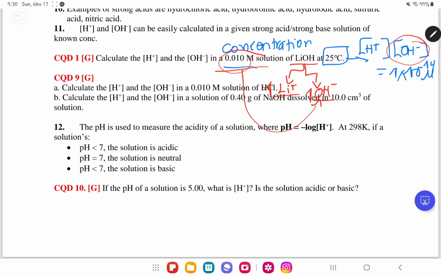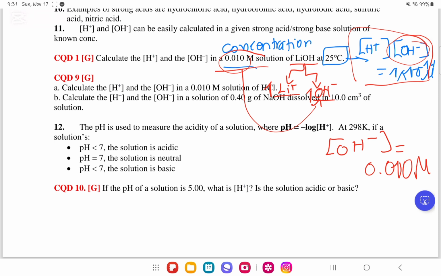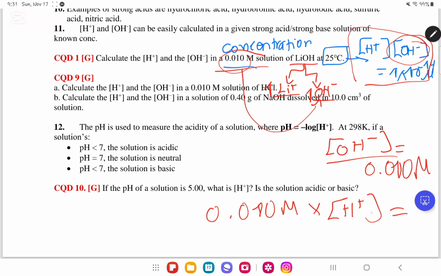So like this we found what? We found the concentration of OH minus. Concentration of OH minus is equal to 0.010 molarity. Now, as we discussed above, concentration of H plus multiplied by concentration of OH minus is equal to 1 times 10 to the negative 14 molarity. So we have concentration of OH minus, which is 0.010 molarity, multiplied by concentration of H plus. It should then give us 1 times 10 to the negative 14.